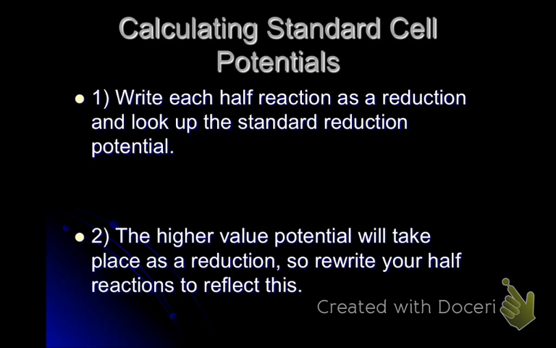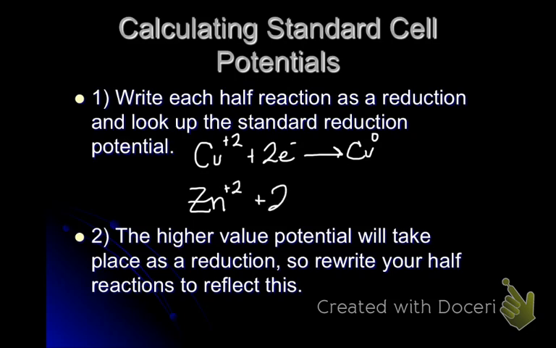So the first step is to write each half reaction as a reduction and look up the standard reduction potential. So even though we know they're not both being reduced, we're going to write it that way because that's what we're going to find on our table. So our reductions are going to be Cu+2 and 2 electrons, making Cu 0. And then we're also going to have Zn+2 and 2 electrons, making Zn 0. Okay, so those are our 2 half reactions.